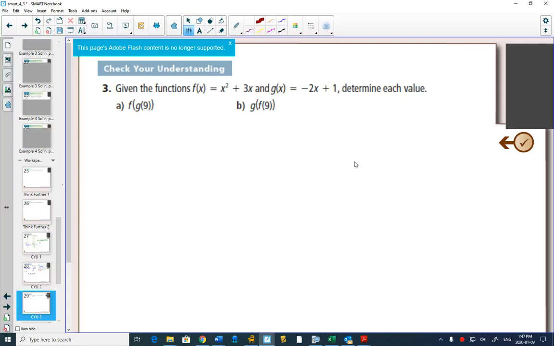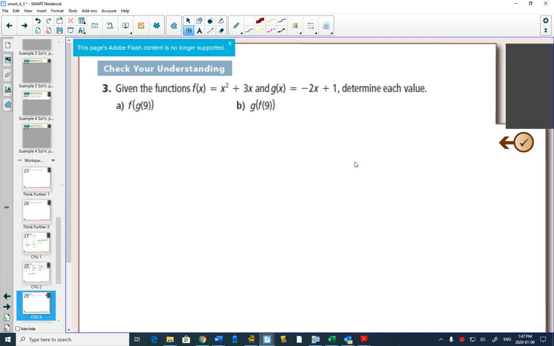So example 1, we started with a table of values and could do composition of functions. Example 2, we had the graphs and could do composition of functions. Example 3, again, it's the same idea, but this time we have the equations. So all of these ones, we've been putting in x values and finding out y values to help us figure it out.